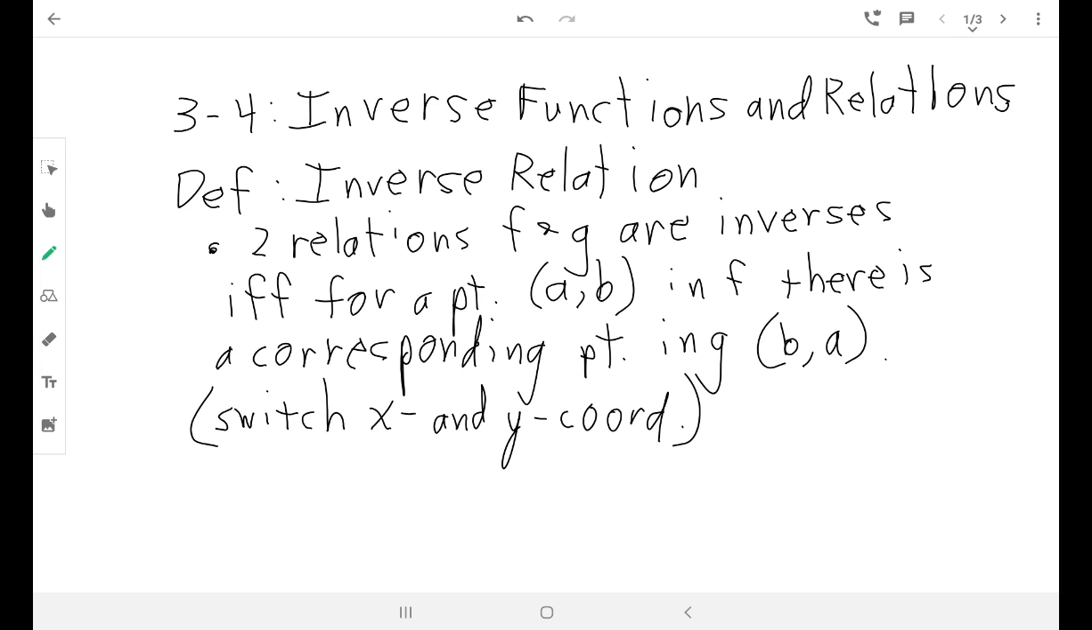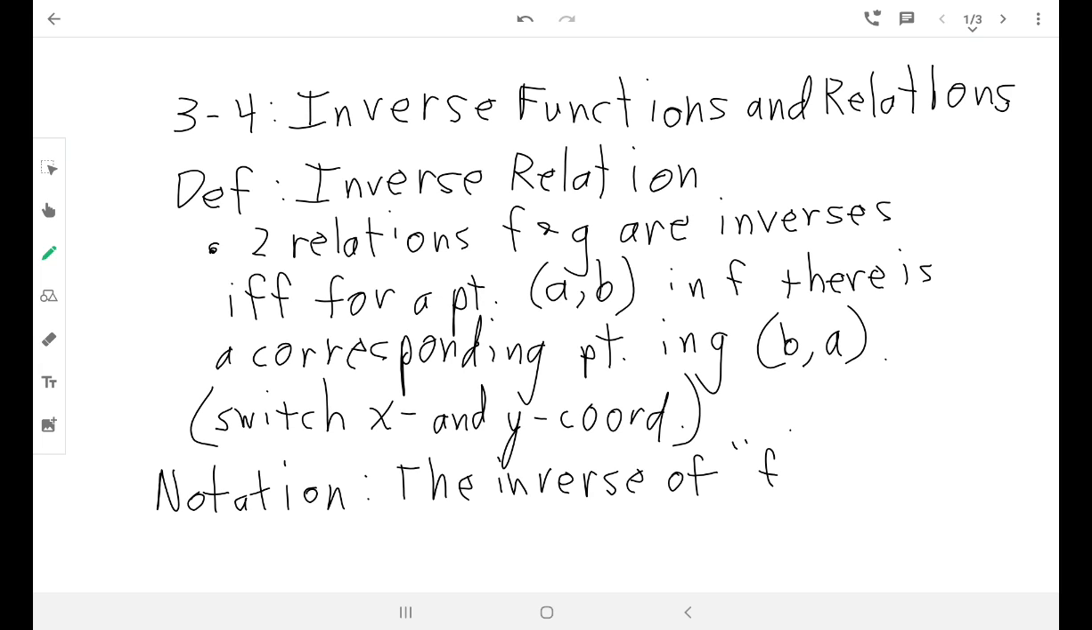Okay? A notation note is that the inverse of some relation or function F is written as "F inverse", like that. You don't need the quotations. I'm just using that to help you see what I mean to write. Okay?